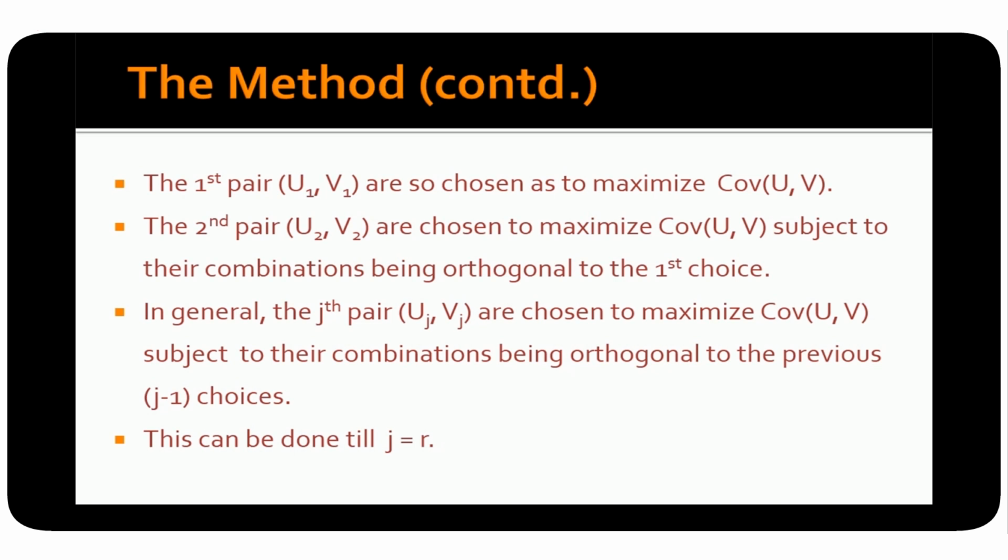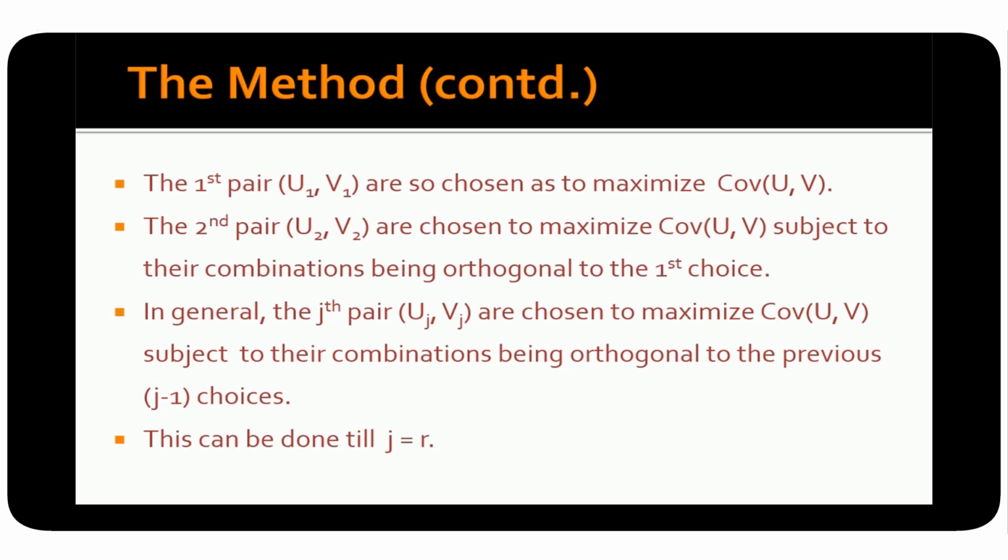The first one will be maximizing the correlation between the two sets. The second one would be the next highest correlation between the two sets, and the combination would be orthogonal to the first one. The third highest correlation that we can achieve, and in that case the combination would be orthogonal to both the first and the second. This way we can proceed up to the rth canonical correlation. Mind you, r is less than or equal to s, therefore we can only go up to r of these.